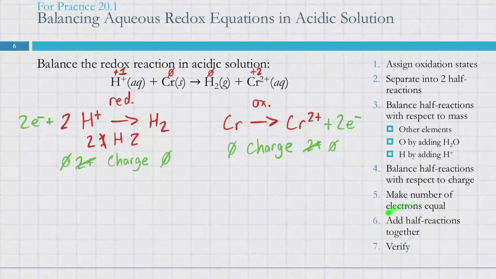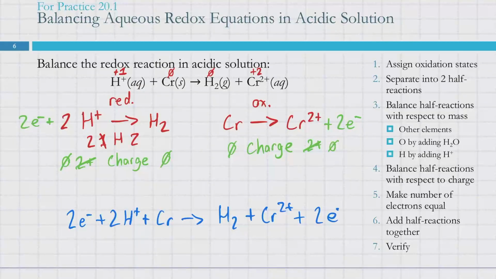So we can skip to just adding the half reactions together and canceling things out and simplifying and all that jazz. So we get 2 electrons plus 2 hydrogen ions plus chromium goes to hydrogen gas plus chromium 2+ ion plus 2 electrons. Since we've got 2 electrons on the left, 2 electrons on the right, we can cancel those out.